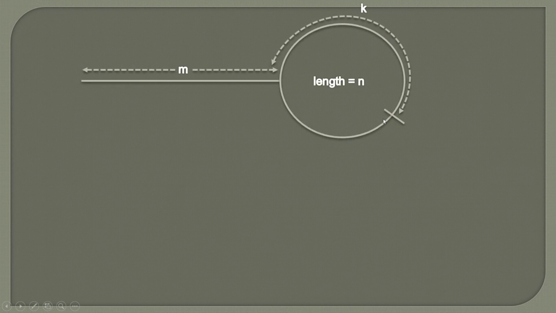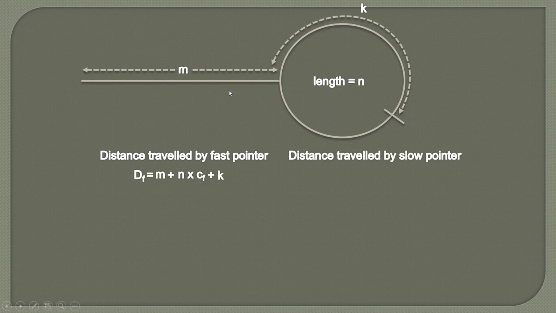Now let's say this is the meeting point, and if we move the slow pointer by one step and a temporary pointer by one step, why do they actually meet at the starting point of the loop? This will be our second part of the algorithm which we need to prove. So here we go via the same analogy. The distance traveled by the fast pointer is Df, m plus n Cf plus k, and the distance traveled by the slow pointer will be m plus n Cs plus k.